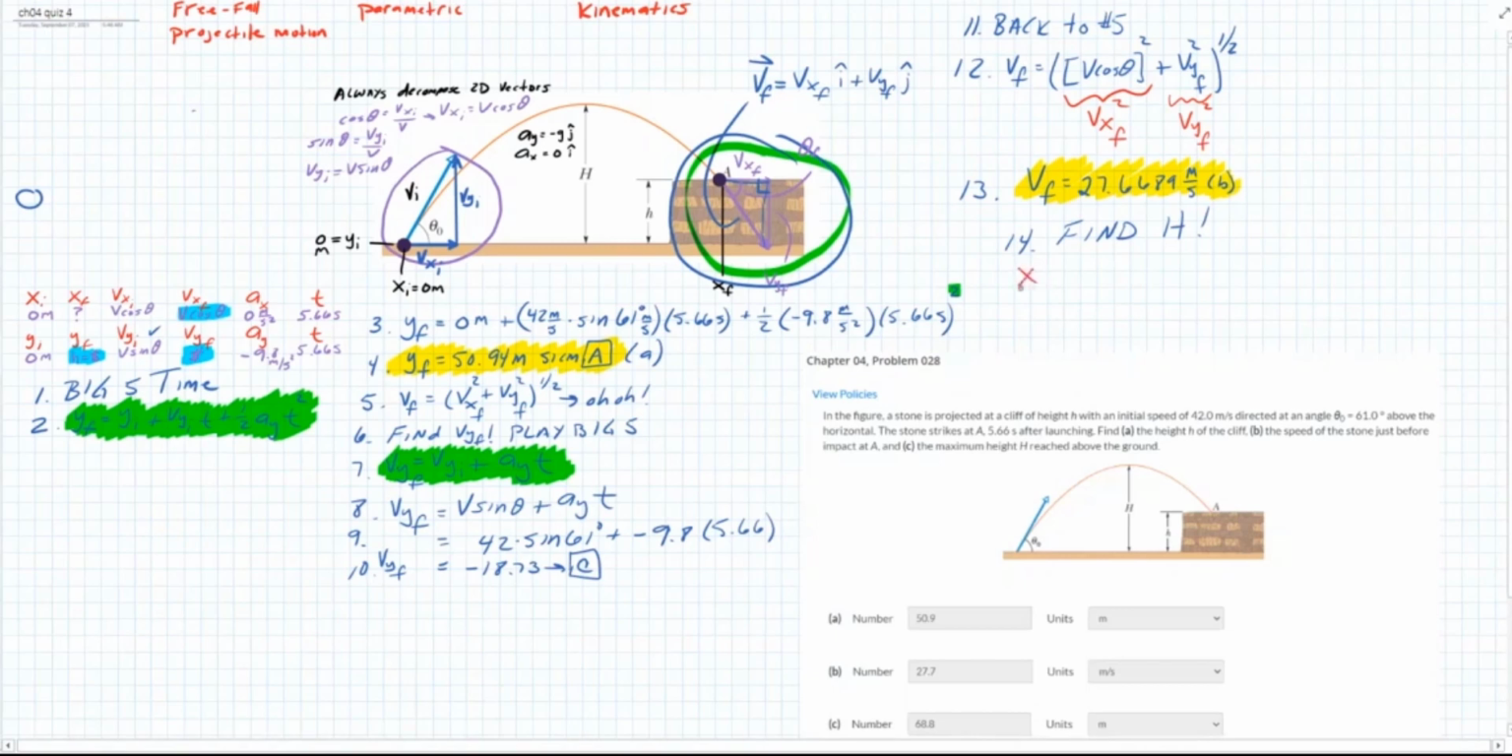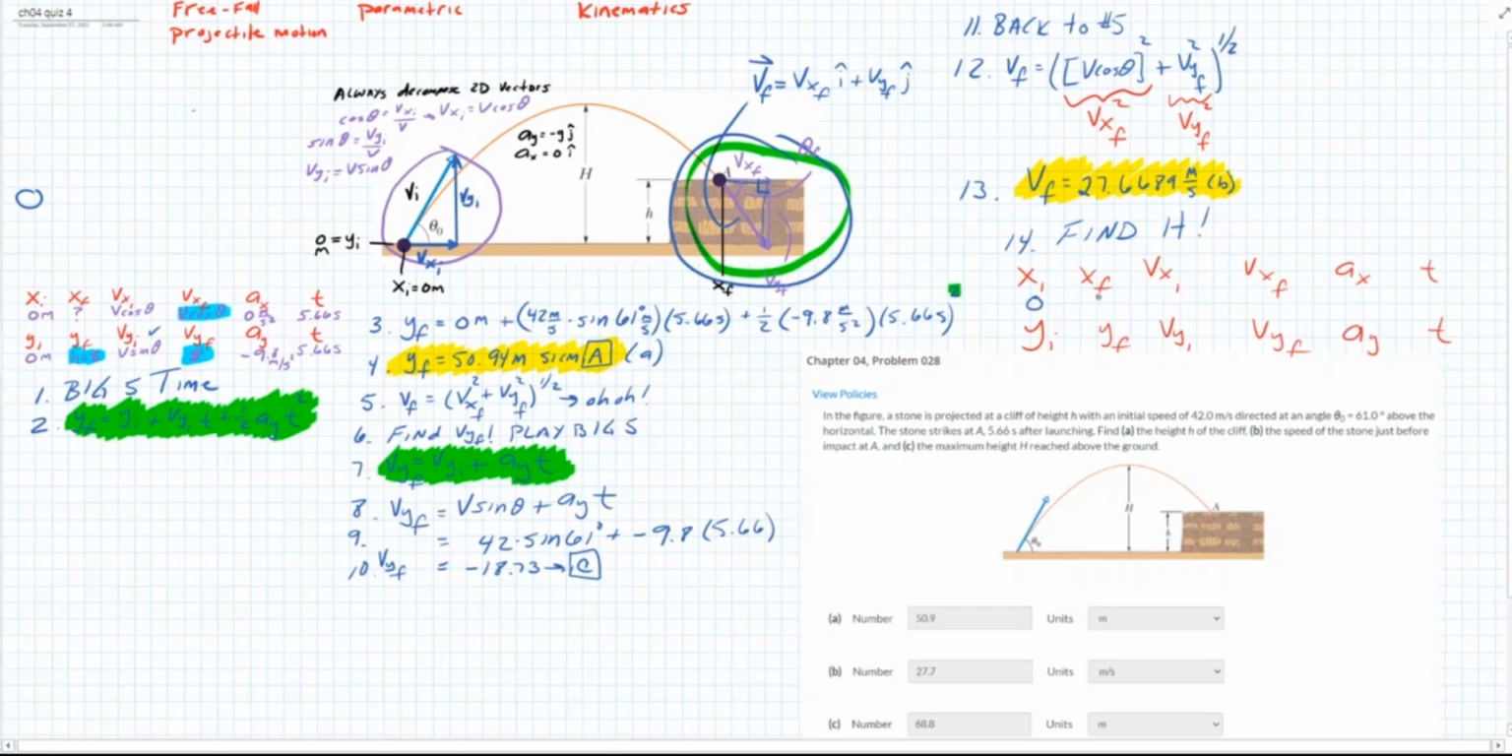Ready. Here goes. X initial, X final, Vx initial, Vx final, A sub X, and T. That's my X dimension. Here's my Y dimension. Y initial, Y final, Vy initial, Vy final, A sub Y, and T. Let's fill in this table. I'm starting at 0 meters. I'm going to leave off all the units. Let you guys handle the units. I'll stress dimensional analysis again and again.